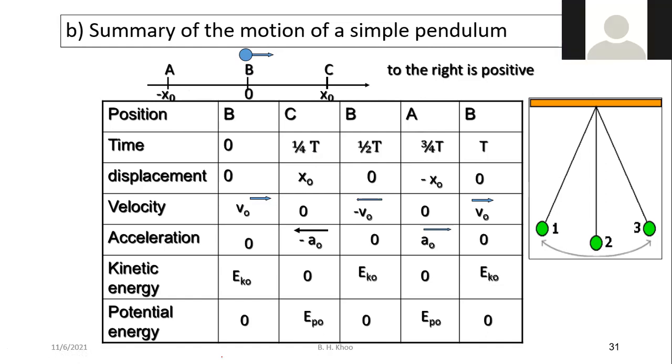In terms of displacement, why is the displacement at B 0? B is called 0, where we start. That's the rest position. And then this is the largest one. We call it amplitude, X naught.